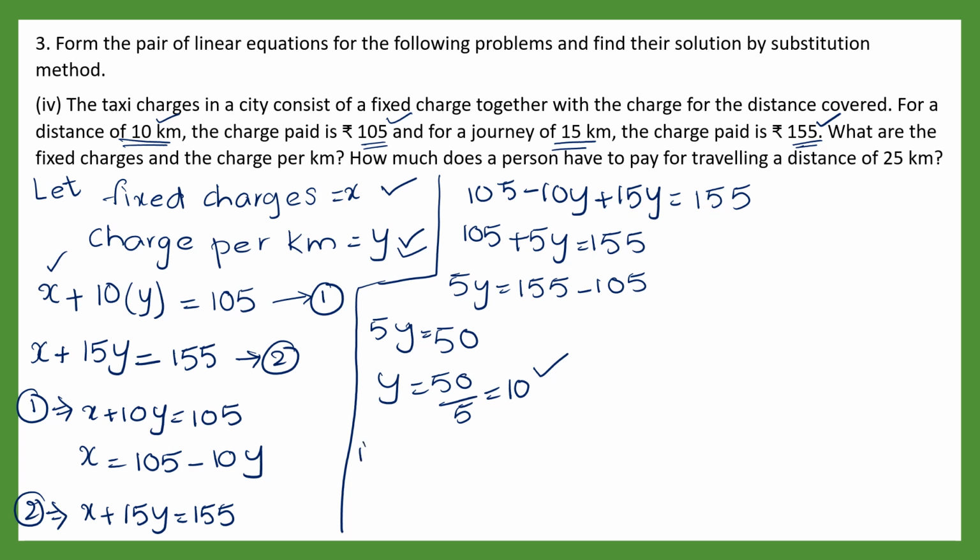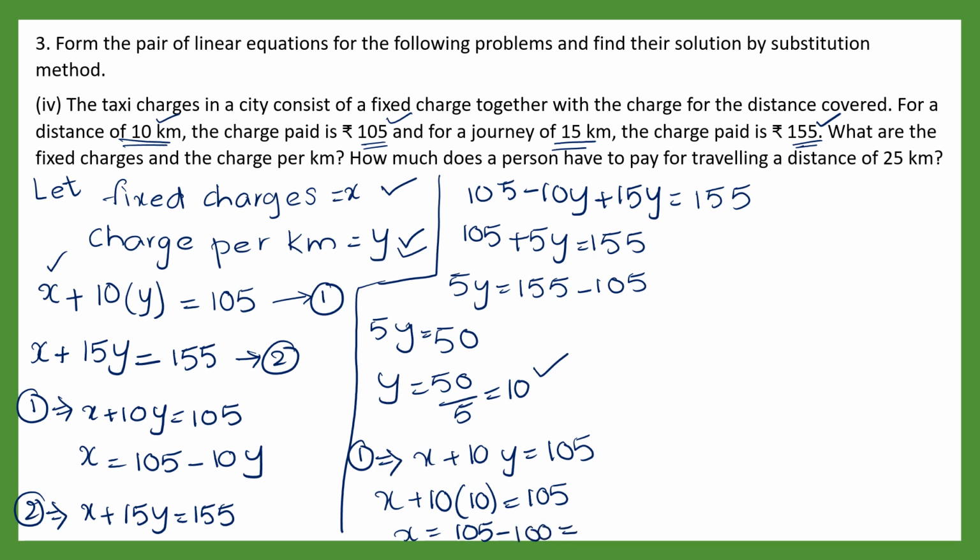Now let's take the first equation. X plus 10Y is equal to 105. So X plus 10, the Y value already got as 10, is equal to 105. X is equal to what? 105, 10 into 10 is 100. If you take it to the right side, it will become minus 100. So X is equal to 5 rupees. So the fixed charge you got is 5 rupees.